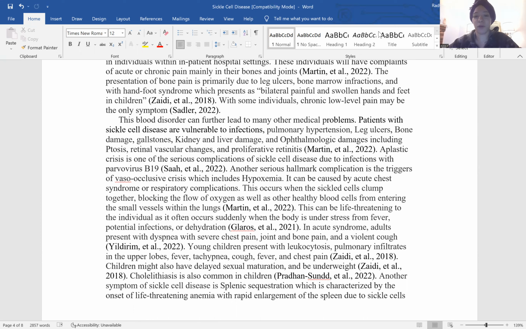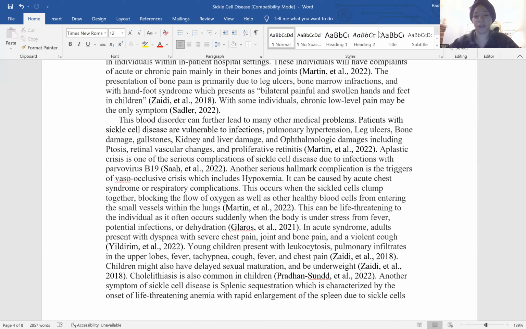This blood disorder can further lead to many other medical problems. Patients with sickle cell disease are vulnerable to infections, pulmonary hypertension, leg ulcers, bone damage, gallstones, kidney and liver damage, and ophthalmic damages, including ptosis, retinal vascular changes, and proliferative retinitis. Aplastic crisis is one of the serious complications of sickle cell disease due to infection with parvovirus B19. Another serious hallmark complication is the triggers of vaso-occlusive crisis, which includes hypoxemia.